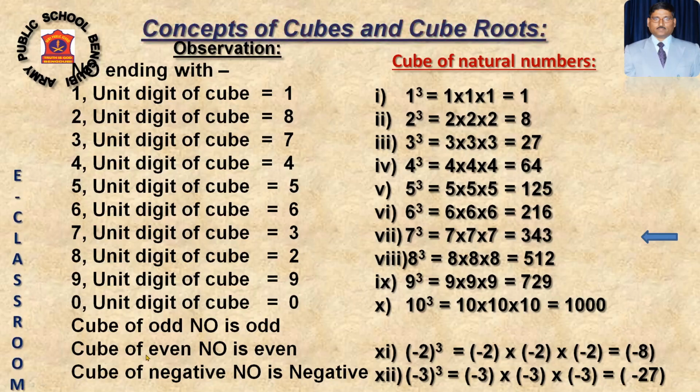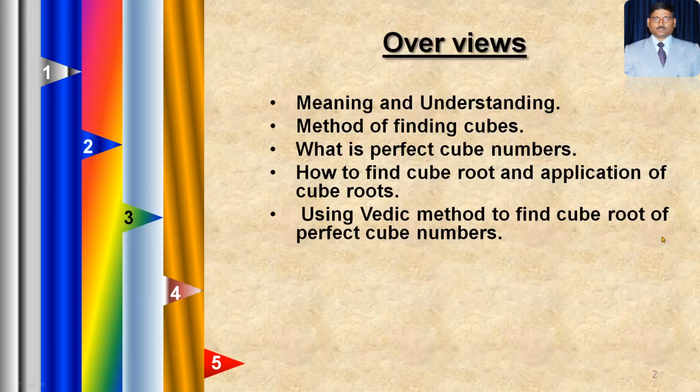Okay. Cube of an odd number is odd, not negative. A simple odd number's cube is odd. Cube of an even number is even. Cube of a negative number is negative. This is the overview of the cube-related facts you have to remember, because we have to apply them in other fields also.